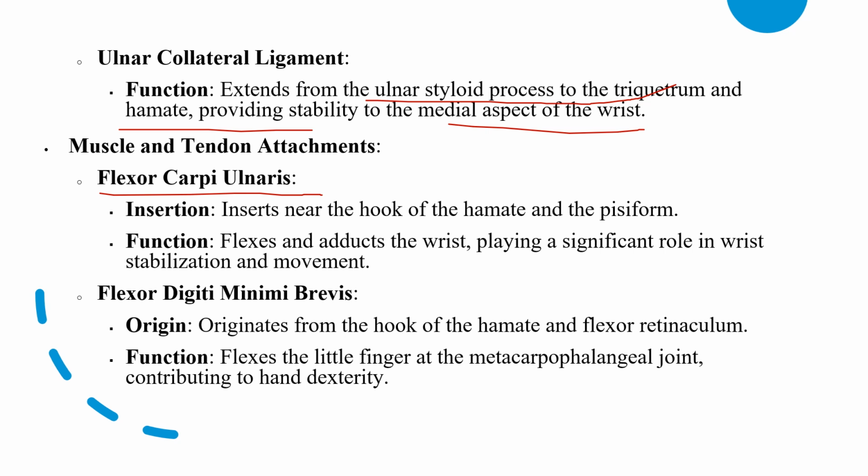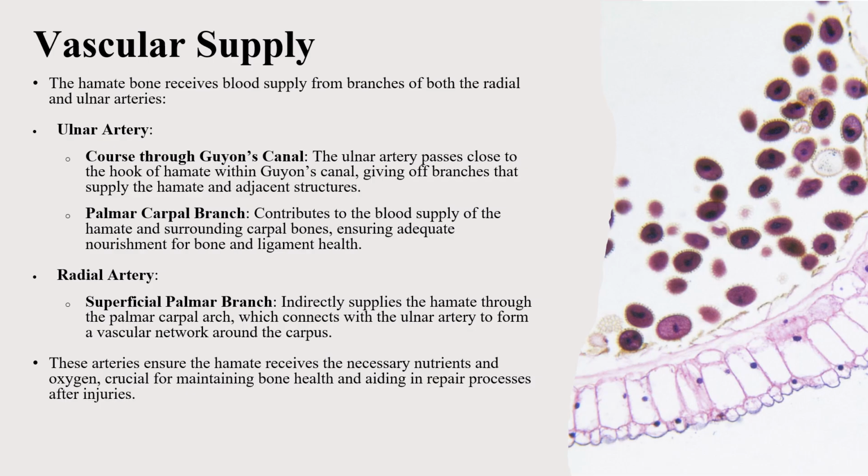Flexor digiti minimi brevis. It originates from the hook of the hamate and flexor retinaculum, and its function is to flex the little finger at the metacarpophalangeal joint and contribute to hand dexterity.